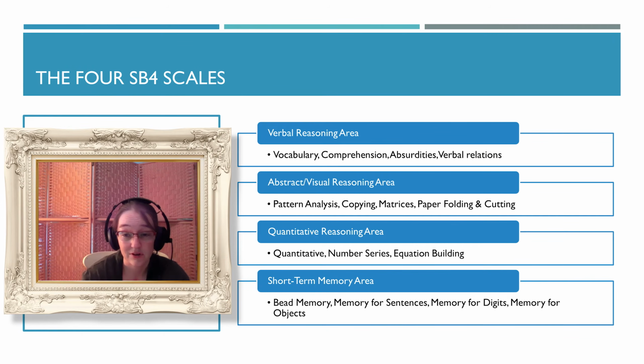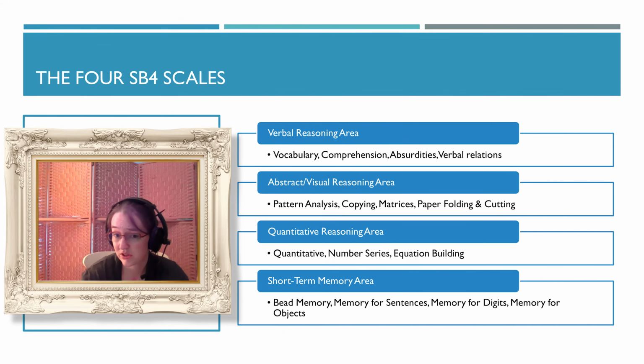Out of those 15 subtests, there are 4 scales. You've got verbal reasoning, and that's vocab, comprehension, absurdities, and verbal relations. You've got abstract visual spatial reasoning. This is pattern analysis, copying, matrices, paper folding, and cutting. Next, we've got quantitative reasoning. This one's a little smaller. It's quantitative, number series, and equation building.